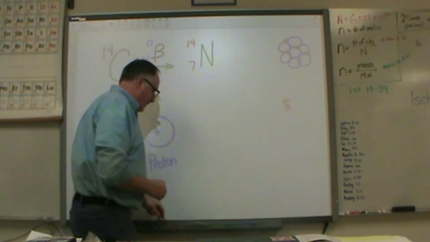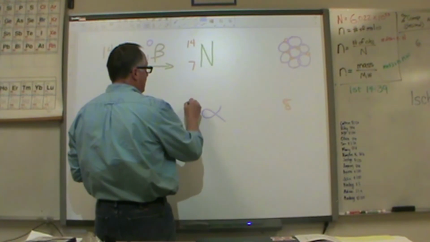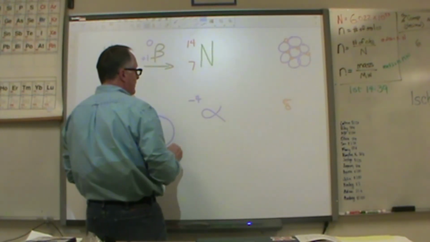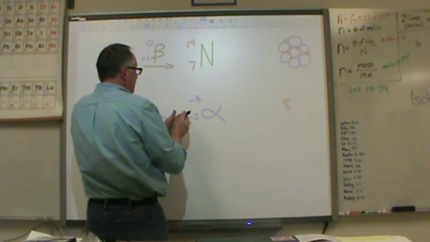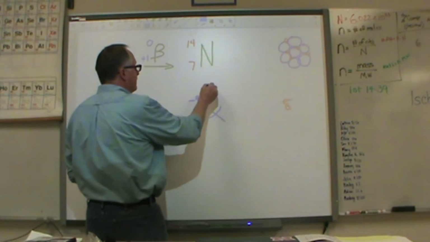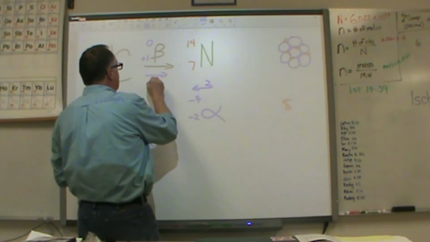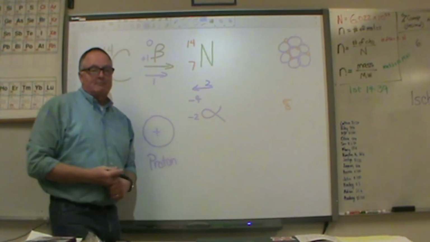In alpha decay, you lose 4 from the top, and you move 2 to the left on the chart. So this is going to move you this direction 2 spots. Beta decay will move you that direction 1 spot.